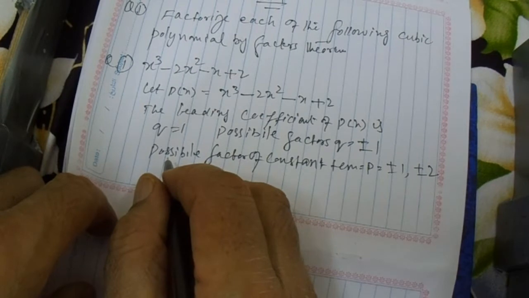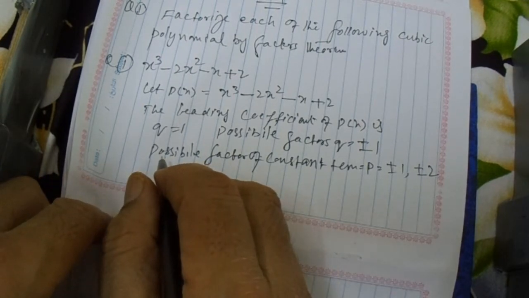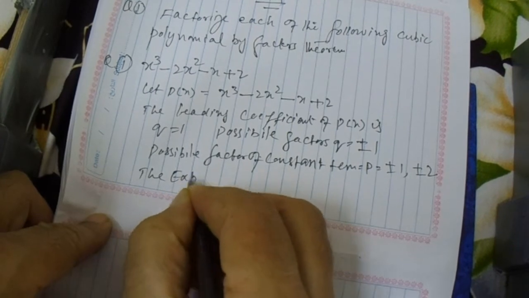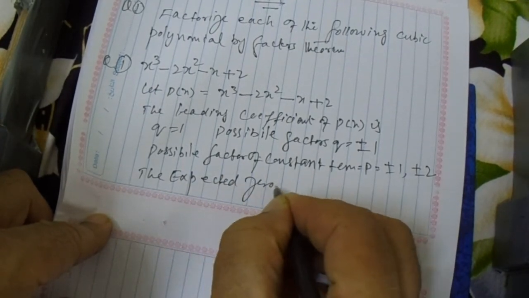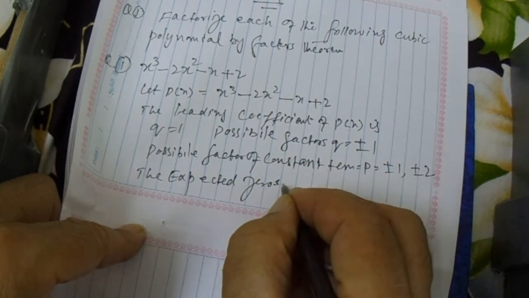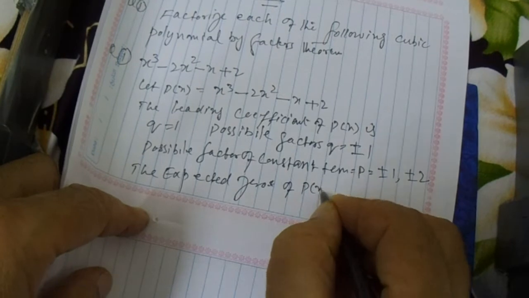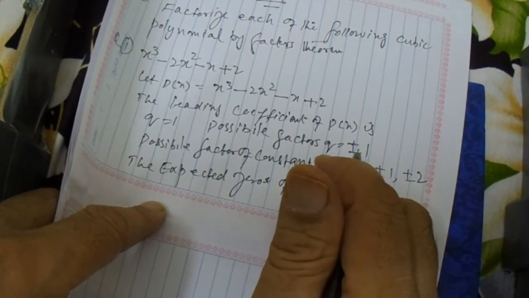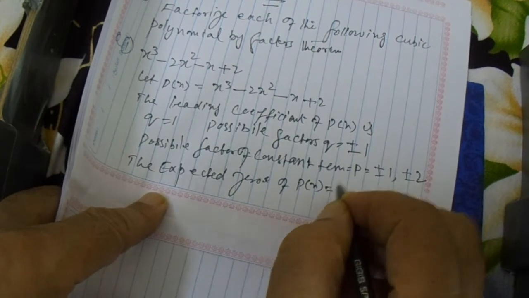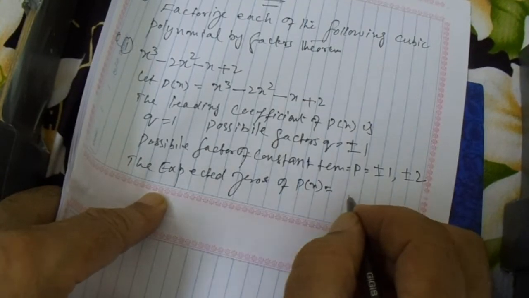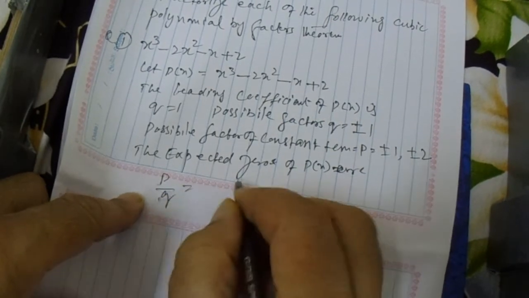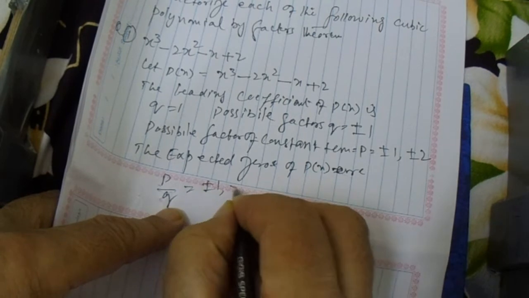Again, the expected zeros of the roots, the expected zeros of p(x), are r = p over q, which gives ±1 and ±2.